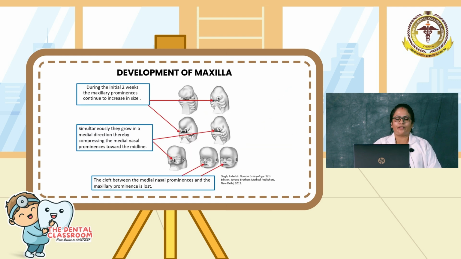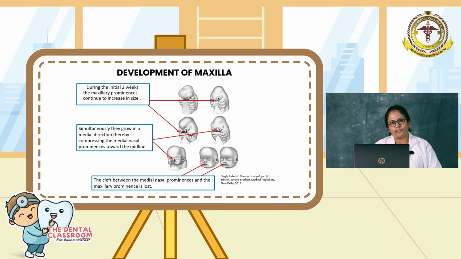So now we have seen the mandible. Now let's look more closely at the maxilla. During the early weeks, the maxillary prominences increase in size and grow inwards, pushing the medial nasal prominences close to the midline. This inward growth is extremely important because it helps prevent the formation of clefts between the maxillary and the medial nasal prominences. As these prominences fuse together, they establish continuity in the upper lip and the jaw.